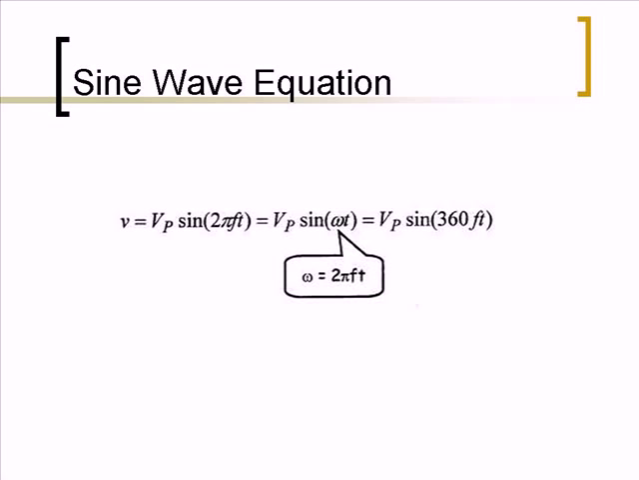The sine wave that was generated in the previous waveform is shown by this formula, where V is the instantaneous voltage, Vp is the peak voltage, f is the frequency in cycles per second, omega is the angular velocity in radians per second, and t is the time.